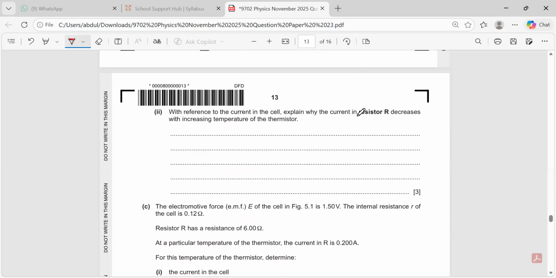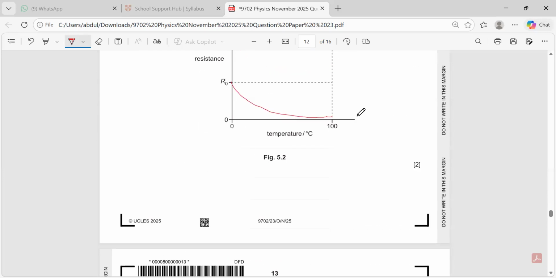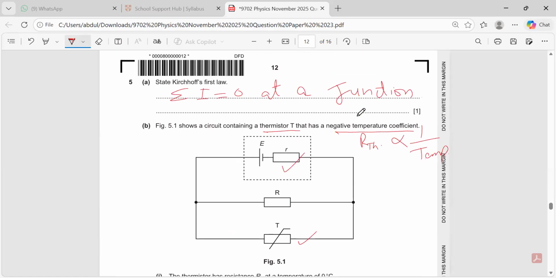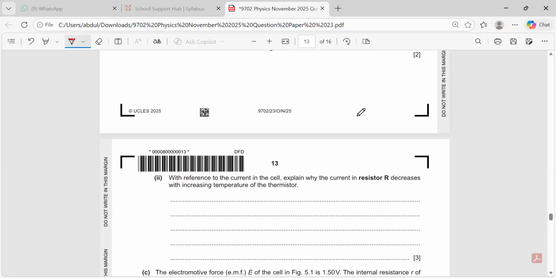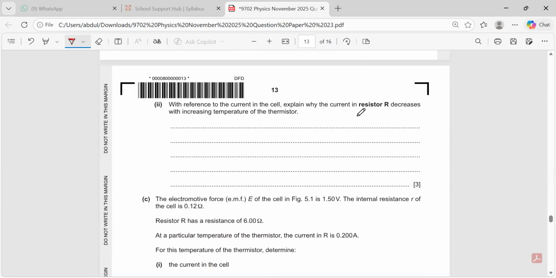Now, with reference to the current in the cell, explain why the current in resistor R decreases with increasing temperature of the thermistor. So we need to do something with the diagram, of course.